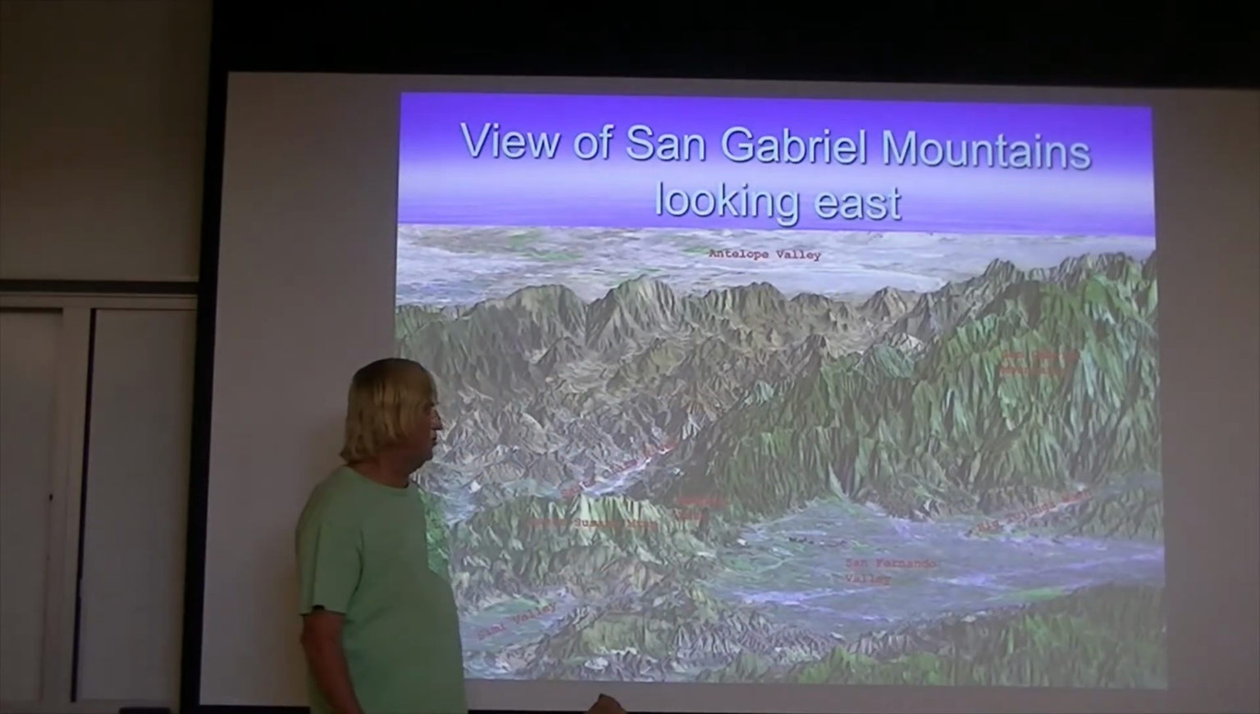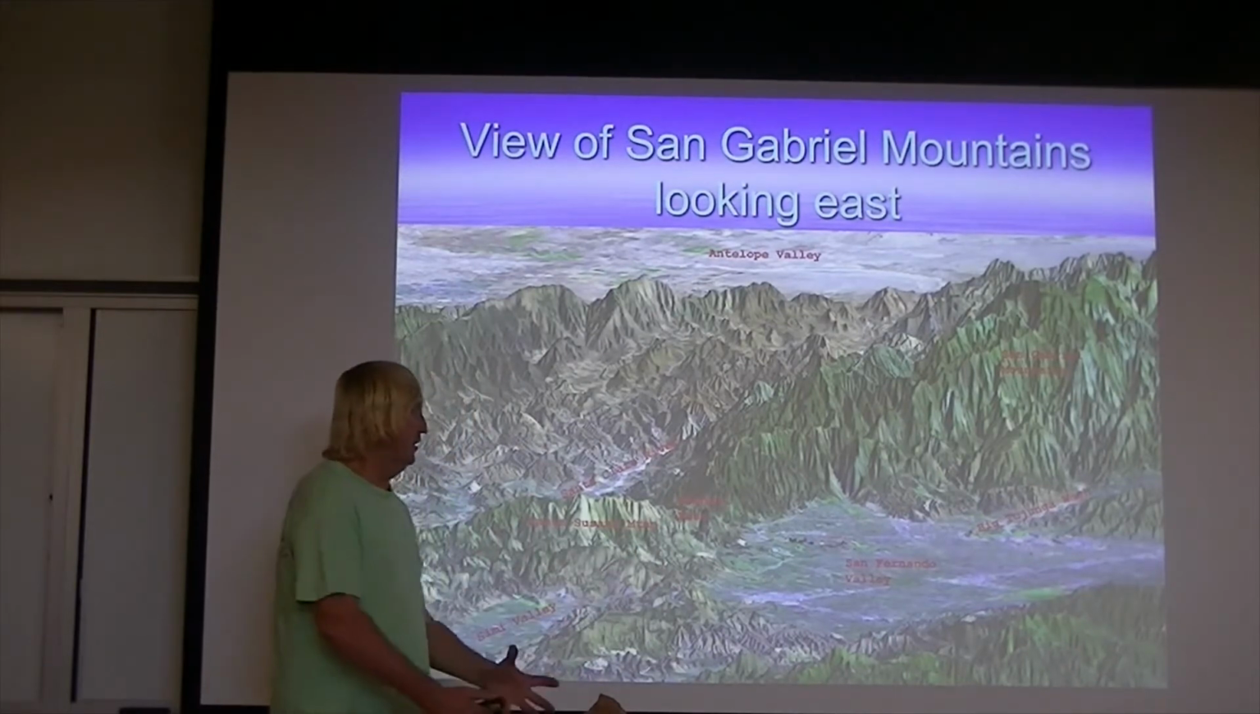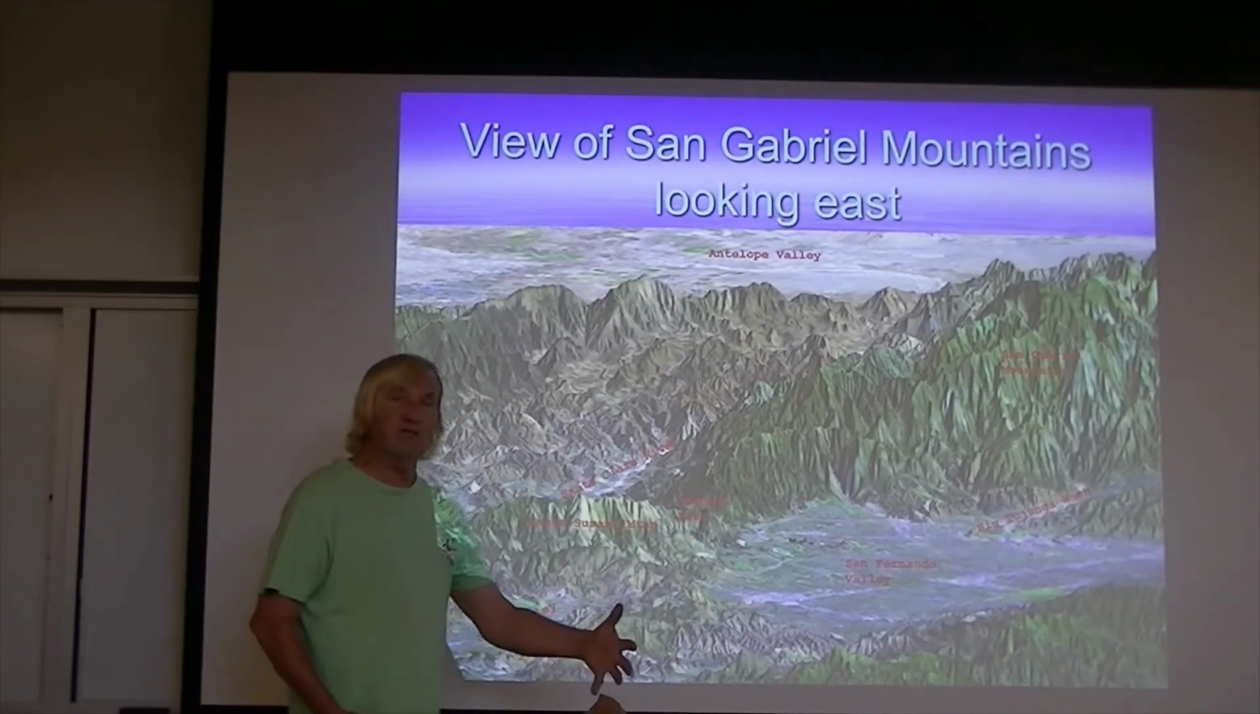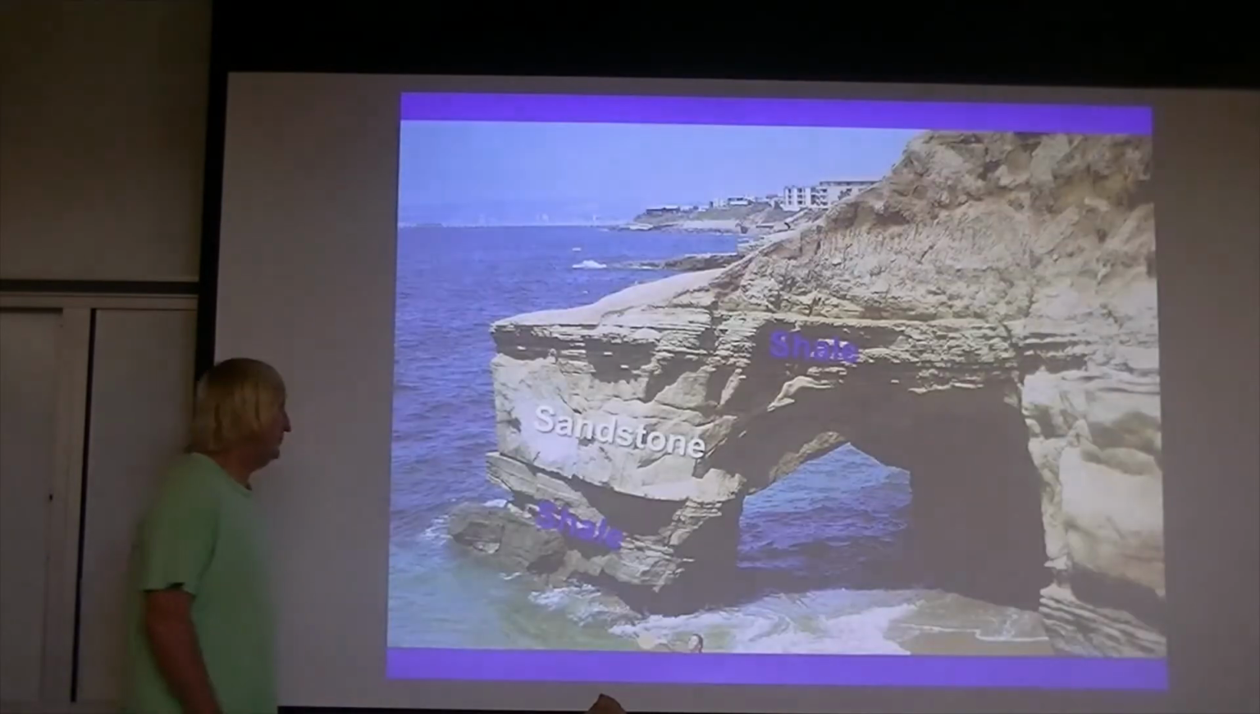And we can attribute this directly to extensional tectonics, which is the opposite of compression, where the landscape is now being stretched. As it's stretched, these basins are downdropped.